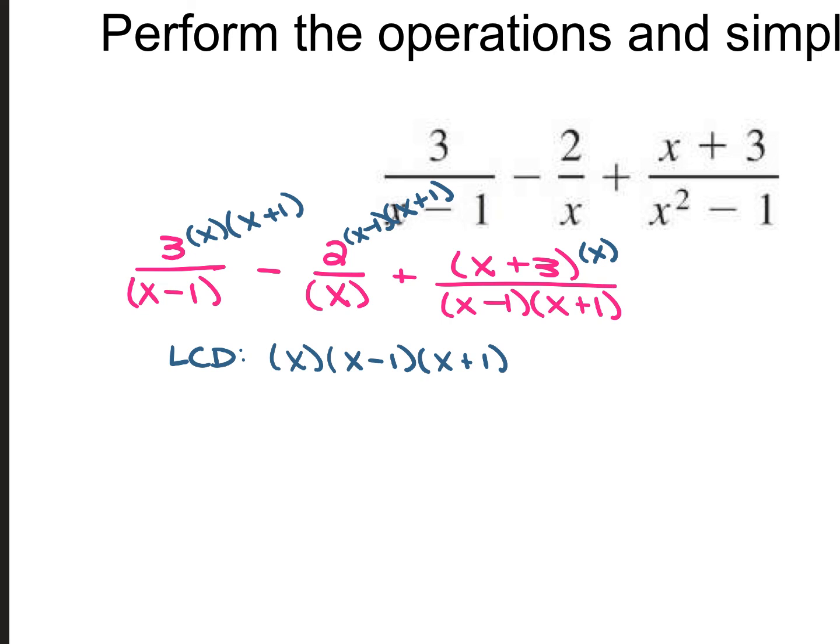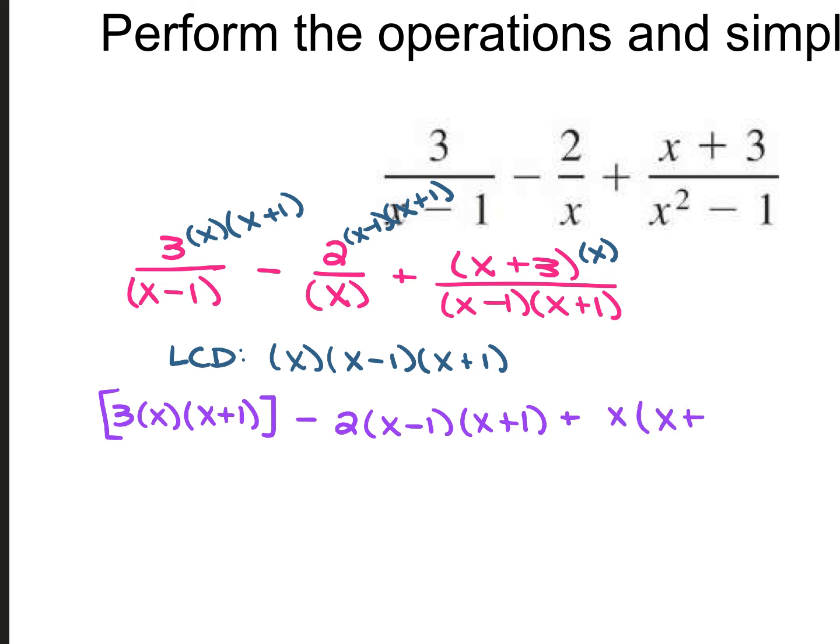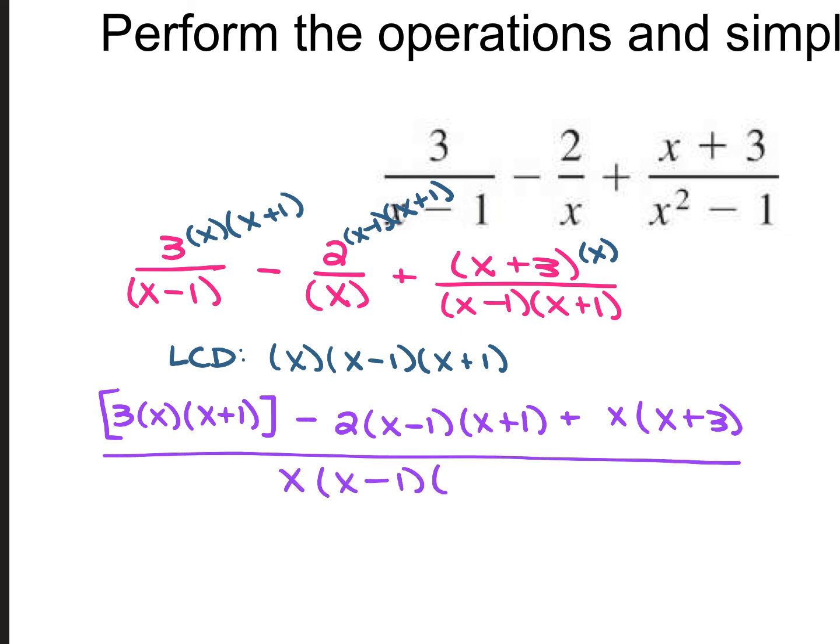So I'm going to rewrite this to give myself 3 times x plus 1 minus 2 times x minus 1 times x plus 1 plus x times x plus 3, all over our least common denominator of x times x minus 1 times x plus 1.